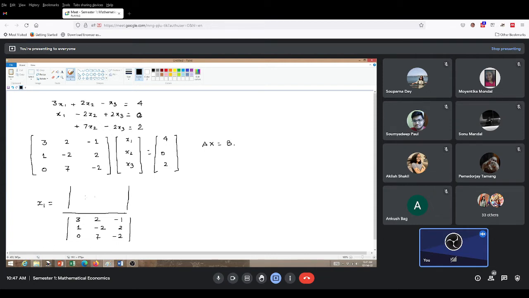The numerator is this same determinant, but because we are solving for x1, we don't take the first column. Okay, so let me copy the remainder. Instead of the first column, we bring in this. And then we can solve it. So what will be x2? Let me just write it down.